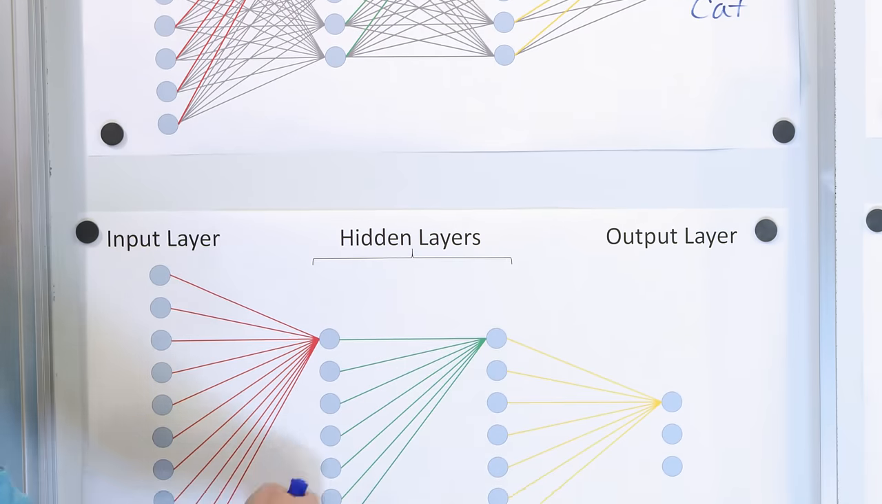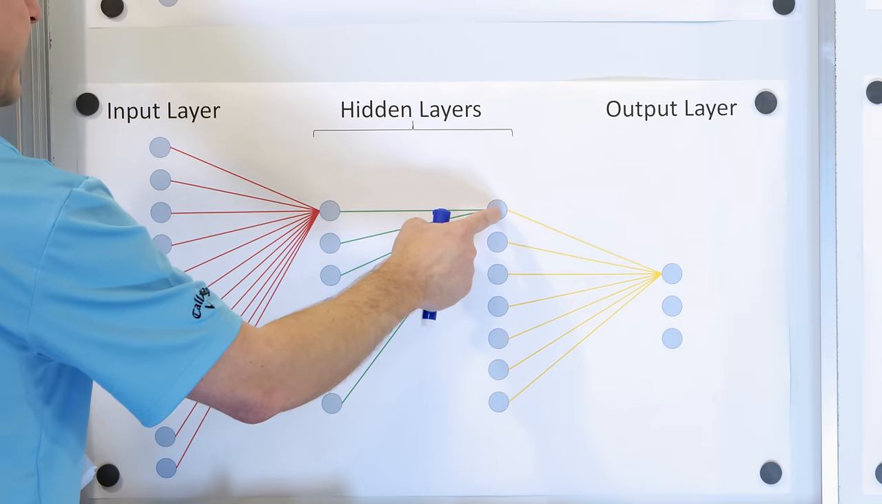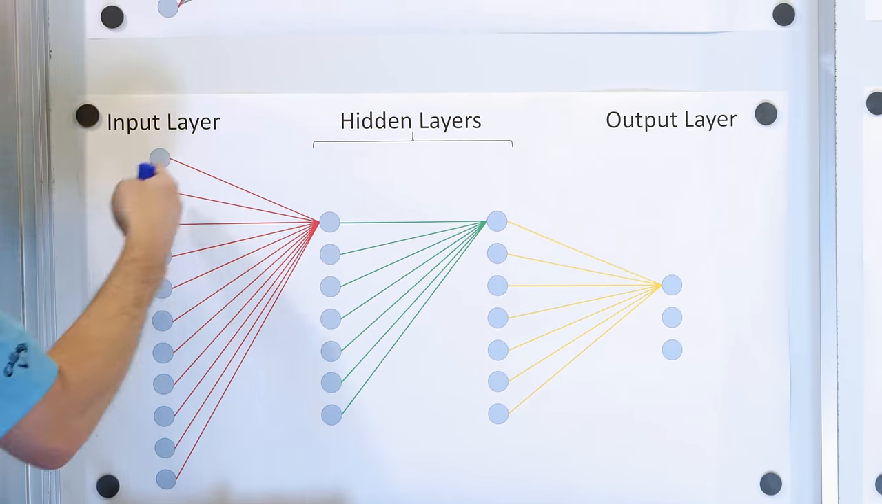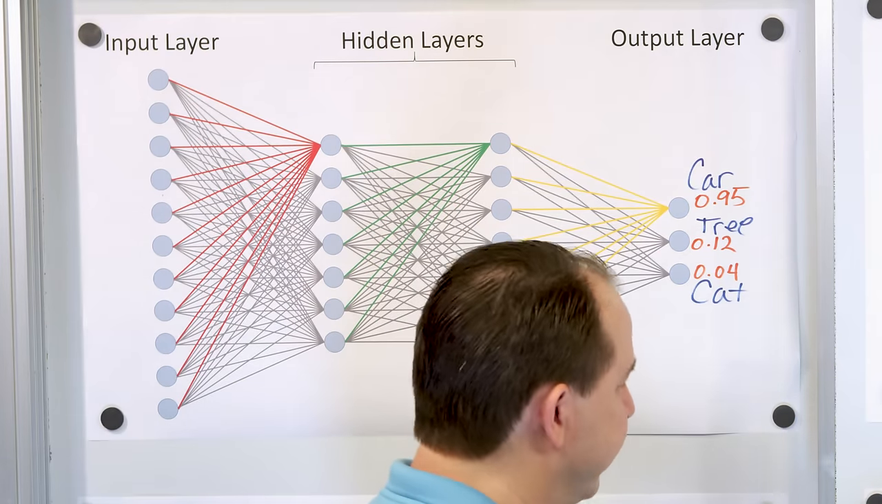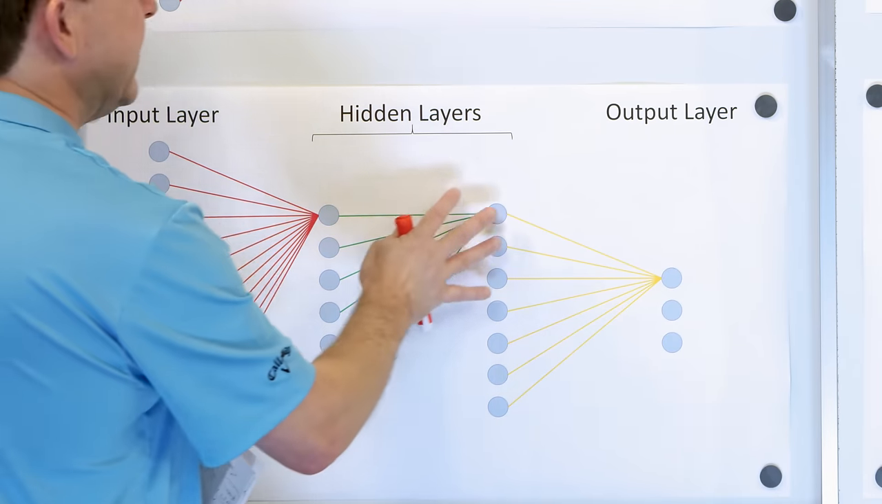So when you strip away all the other connections, you can see that this depends on the previous neurons, this one depends on the previous neurons, and this one depends on the previous neurons. Input data, hidden layers, output layer. That's the main paradigm of how it works. Now I want you to keep this mental image of input layers, hidden layers, and output layers.